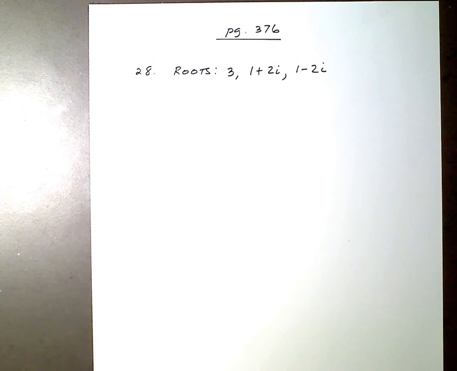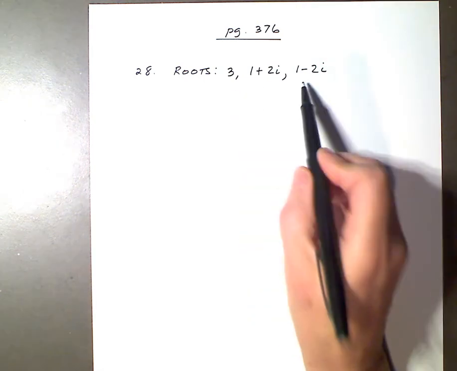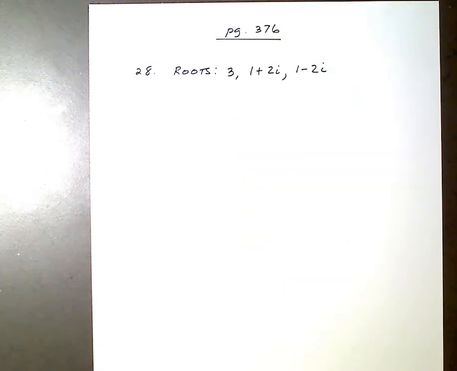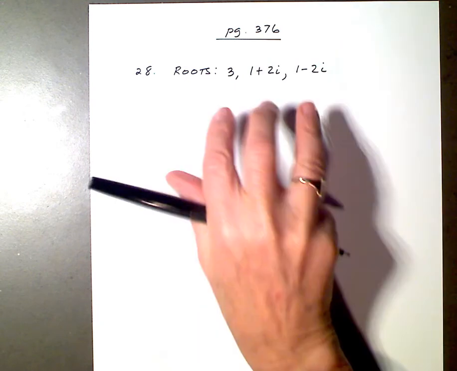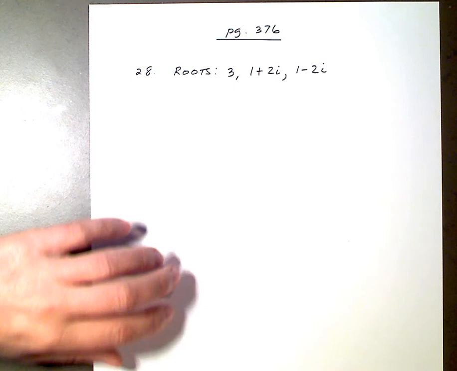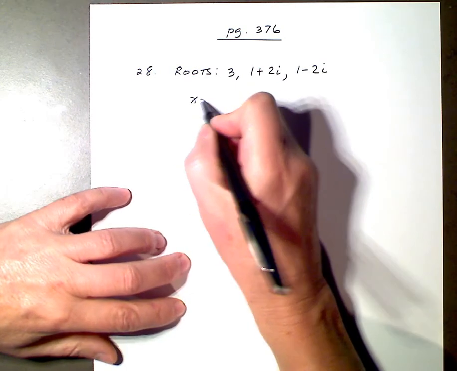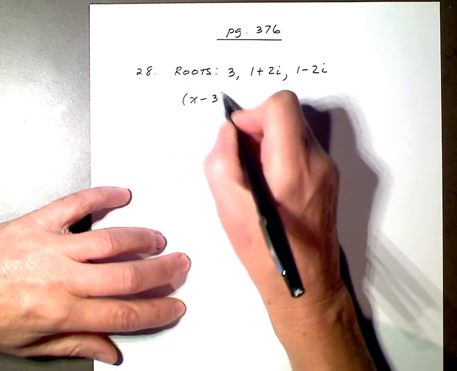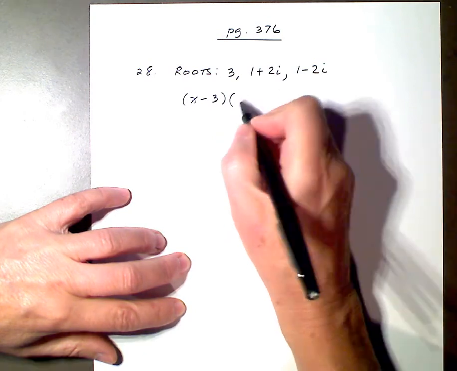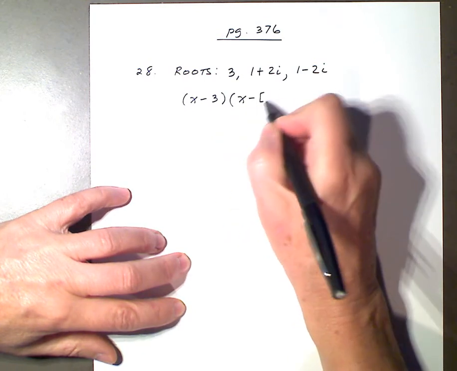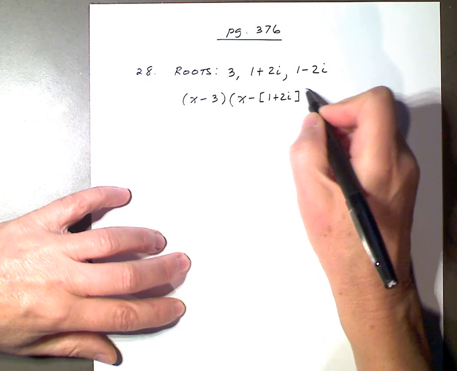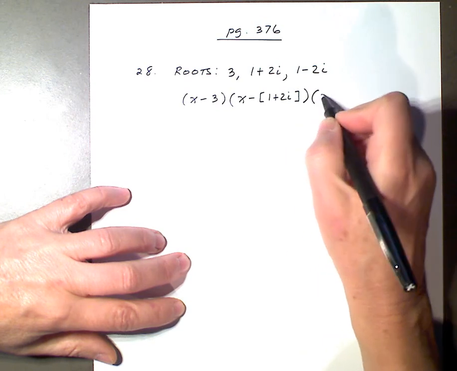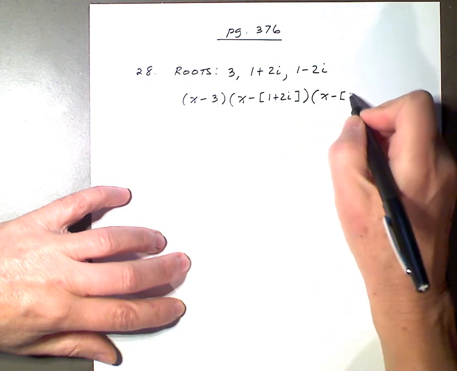This is number 28 on page 376, and we're given three roots to an equation, and we're supposed to write the polynomial equation that has integer coefficients with these three roots. So, every root can be put into a factor, x minus the root, so x minus 3, x minus 1 plus 2i, and x minus 1 minus 2i.